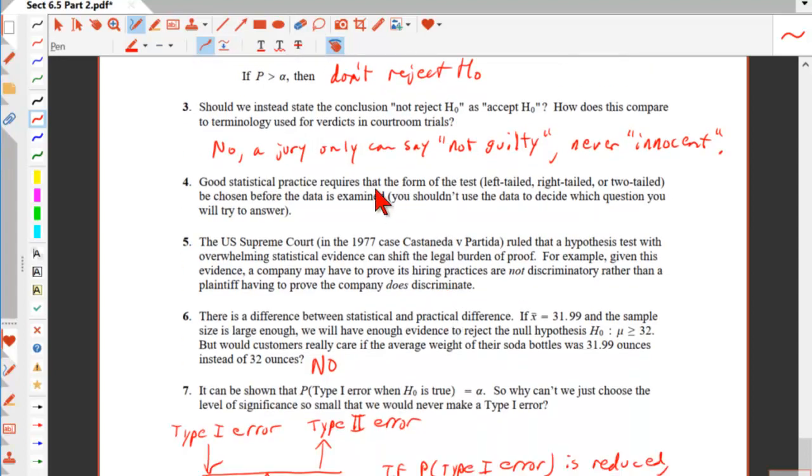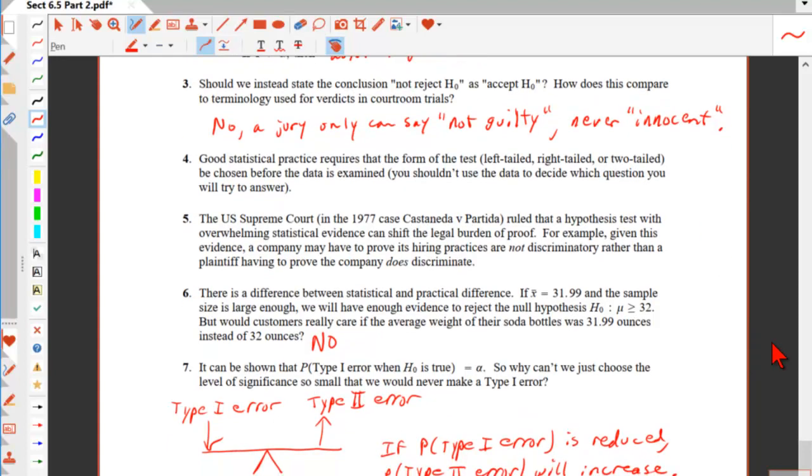Item 4, your hypothesis test can be left-tailed, right-tailed, or two-tailed, but you're really supposed to choose which it is before you look at the data. It's not good statistical practice to look at the data and then decide what you're going to try to show.